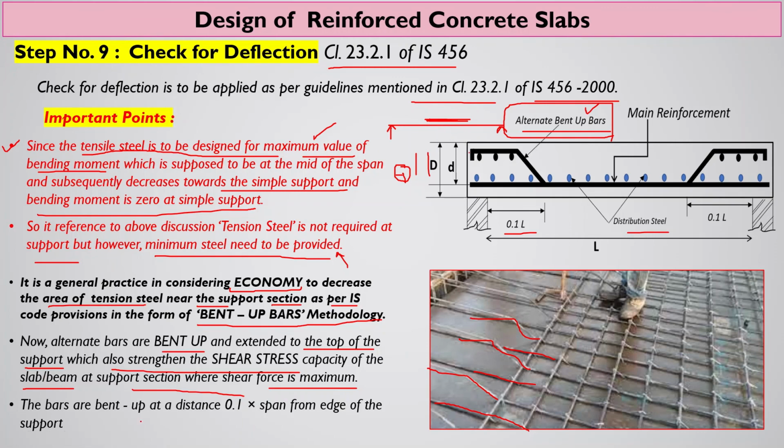So bars are bent up at a distance, already told you that, at a distance 0.1 L. This information is available in code. So that means you can lift every alternate bar at 0.1 L, where L will be the clear span between two supports. One thing is very important here: we are providing 50% of steel at support level.